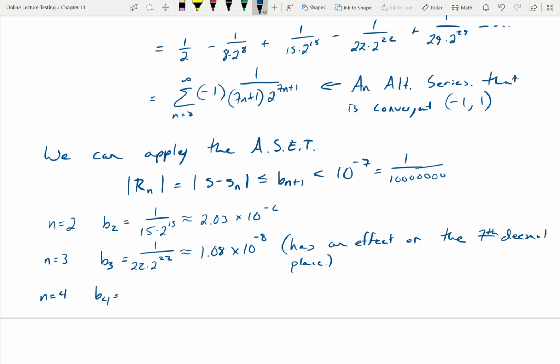If we look at the 4th term, the n is equal to 4 term, we get 1 over 29 times 2 to the 29th, which is approximately equal to 6.4 times 10 to the negative 11th. This does not affect our 7th decimal place and is smaller than our error of 10 to the negative 7th.